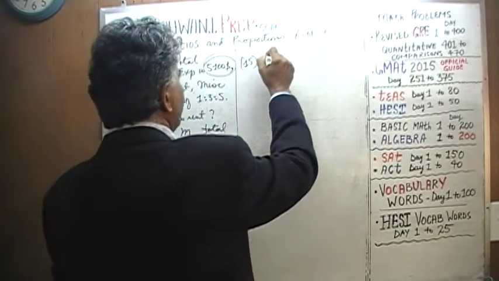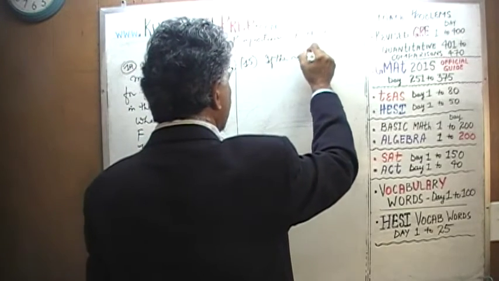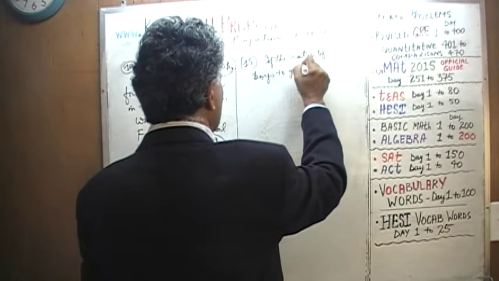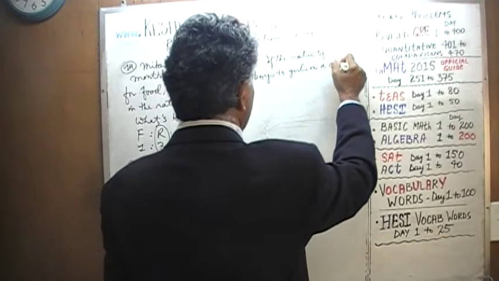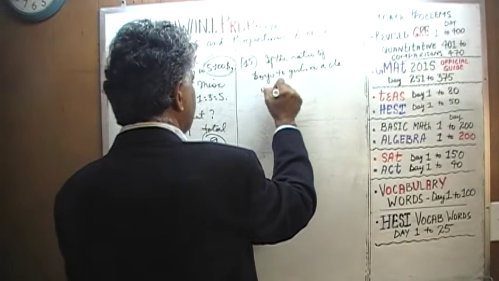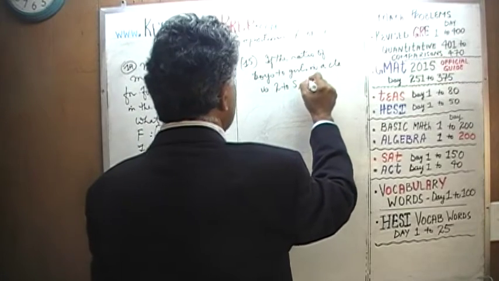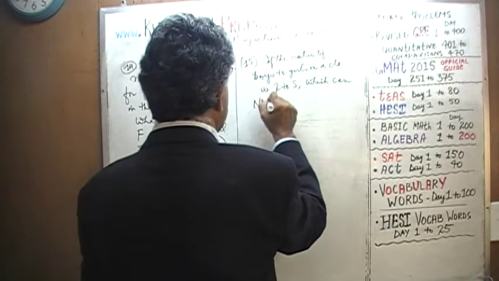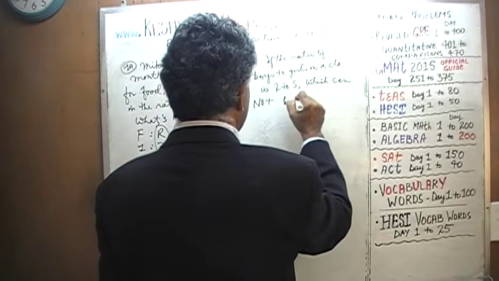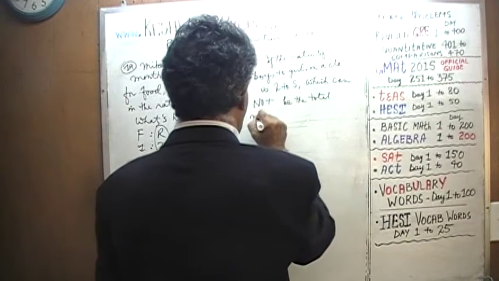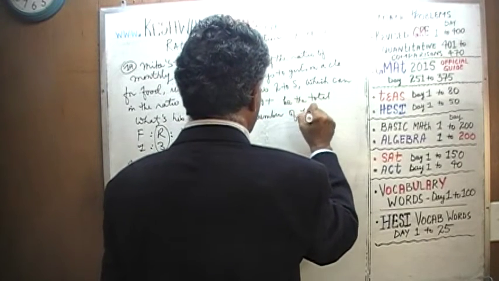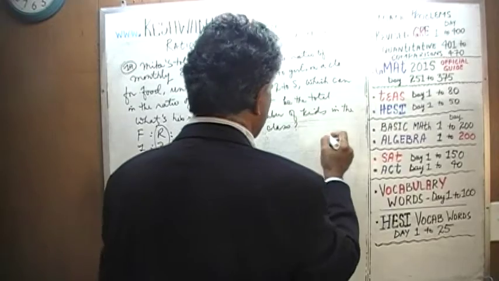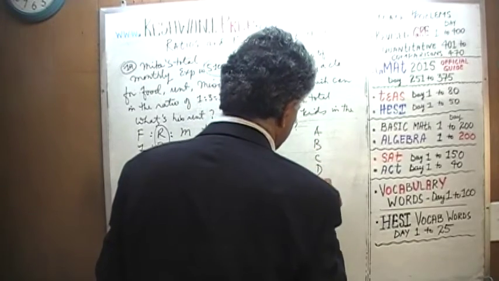It says, if the ratio of boys to girls in a class is 2 to 5, which of the following cannot be the total number of kids in the class? And here are answer choices: A, B, C, D, E.